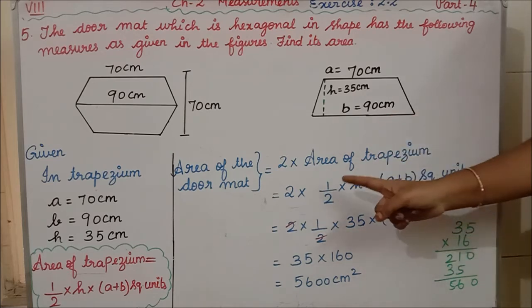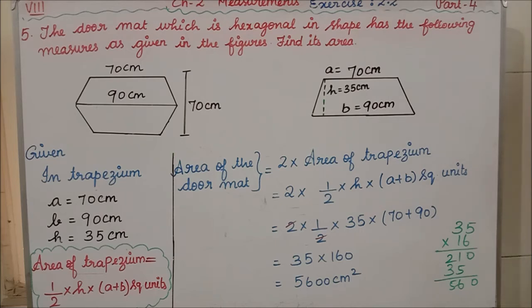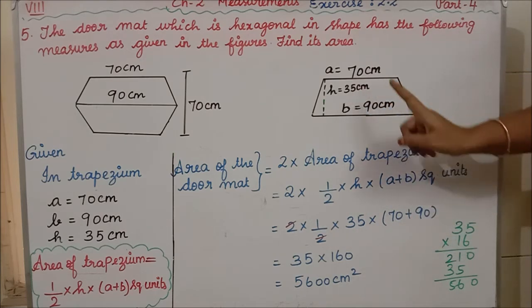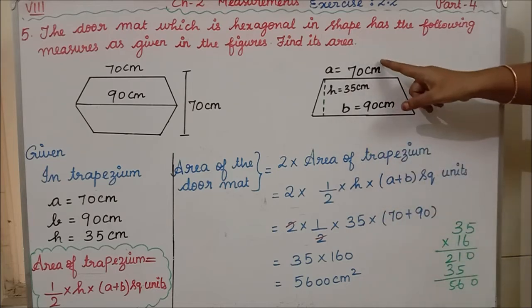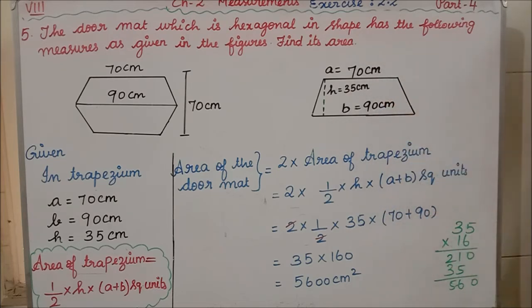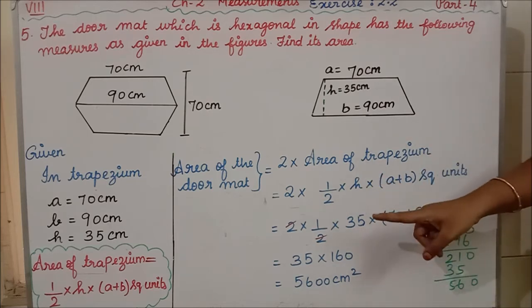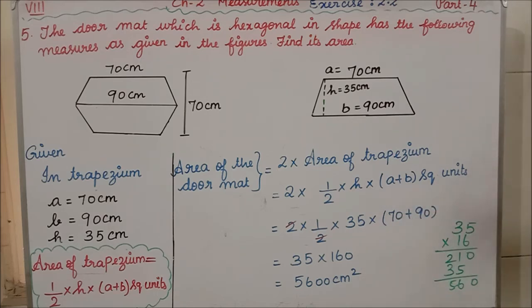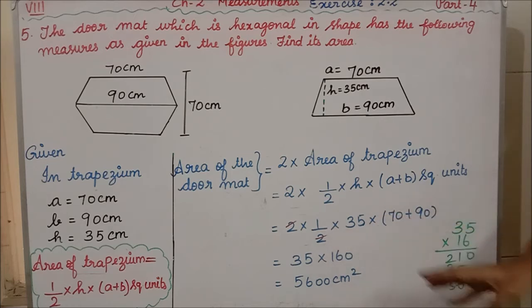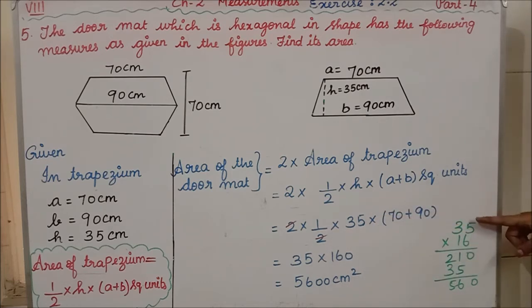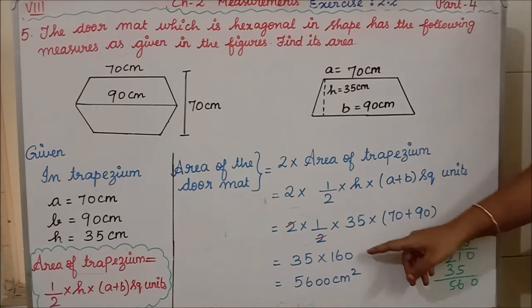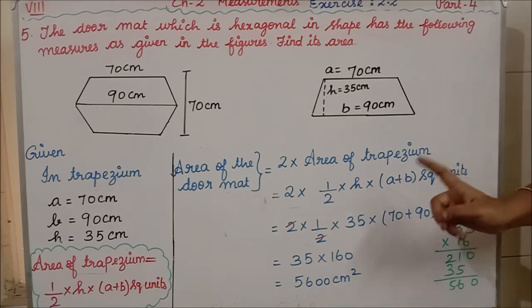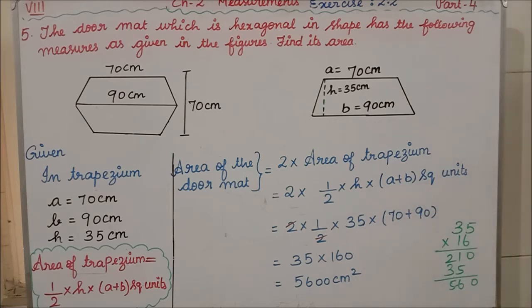The next, 2 into 1 by 2 into what is the height? Height we are having 35 centimeter. 35 into what is A? 70. What is B? 90. So 2 if you cancel, 1 into 35 is 35, 70 plus 90 is 160. So 35 into 160, I am just multiplying 35 into 16 alone. What will I get if I multiply 35 into 16? I am getting 560. One more 0 will be left, no? So if you add here, we will get 5600 centimeters square. That is the area of the doormat.